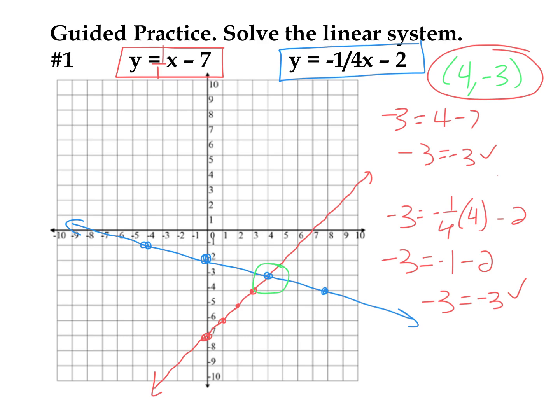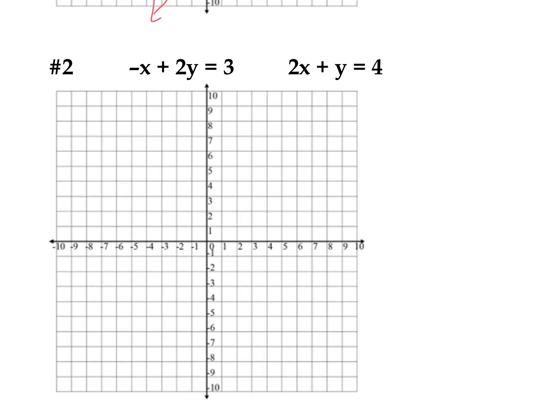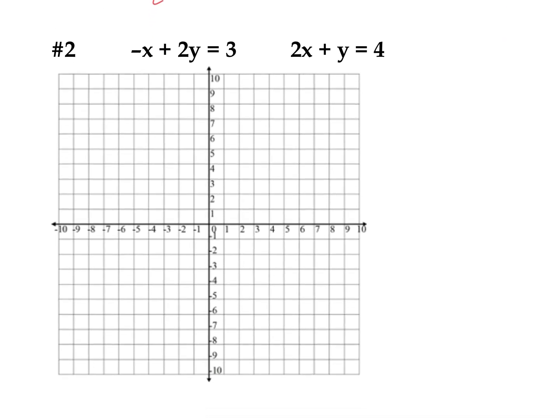So let's try another example here. We can do negative x plus 2y equals 3 and 2x plus y equals 4. For this first equation, we're going to have to get the y by itself, so we'll do that work over here. We're going to first add x to both sides, so we get 2y equals x plus 3.